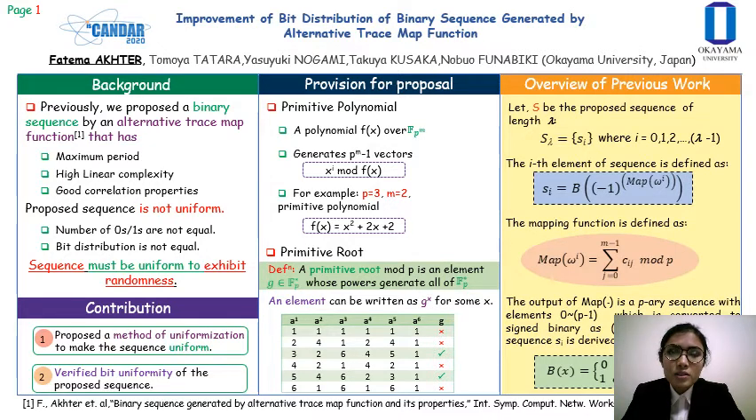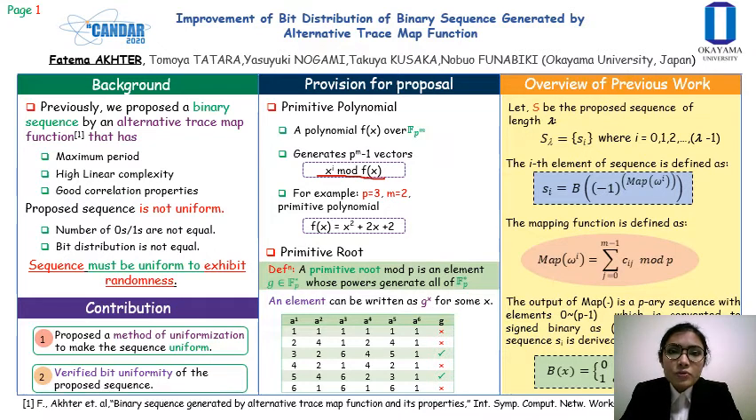Primitive polynomial. A polynomial over Fpm, where p is prime and m is the degree, can be said to be a primitive polynomial if it can generate p to the power m minus 1 vectors without any repetition, and the vectors can be generated by this formula.